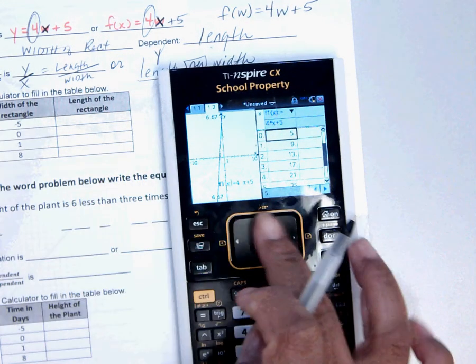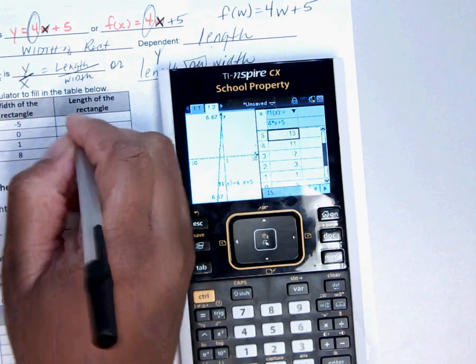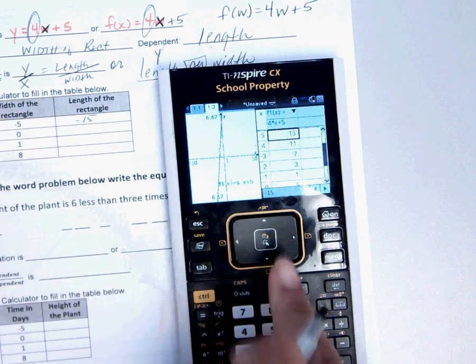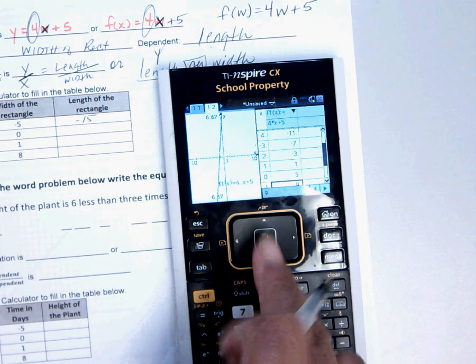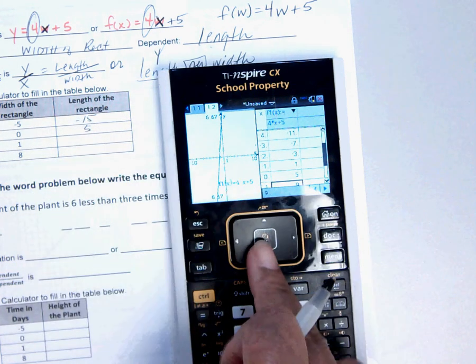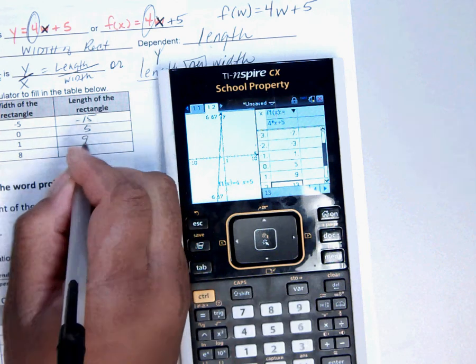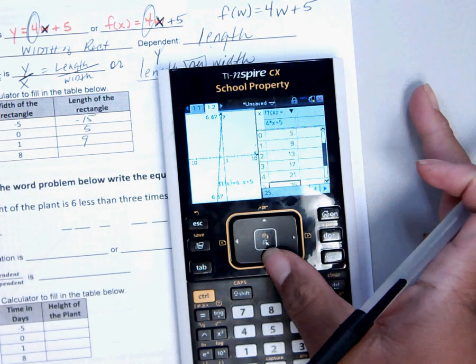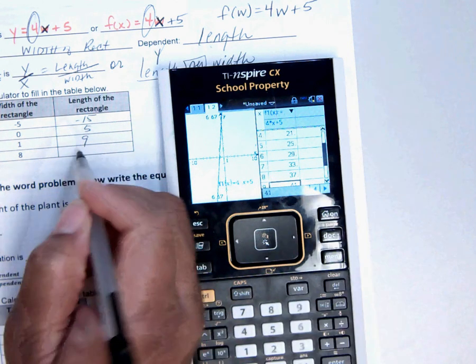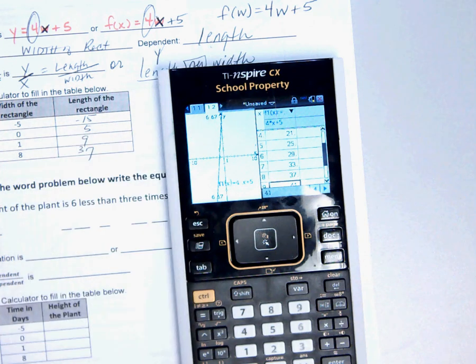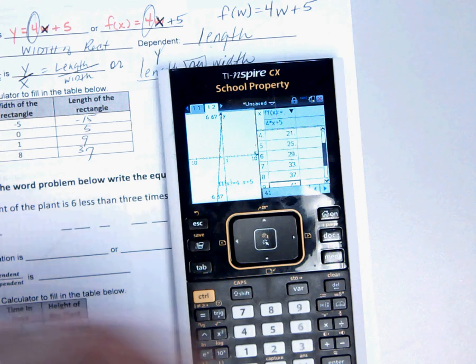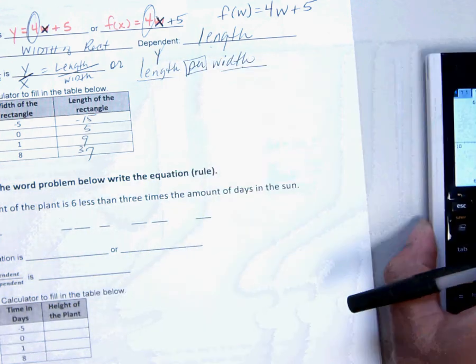So go on up, -5, -15, and then go down to 0, 5, 1, 9, excuse me, and then 8, 37. So we now have the table for that, and we did it without having to do the input and output. So you now know the shortcut.